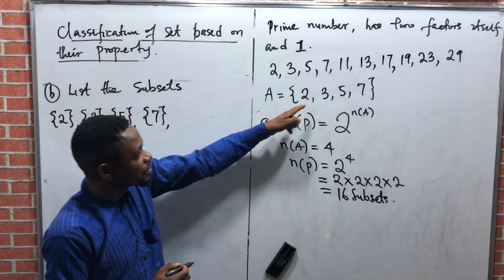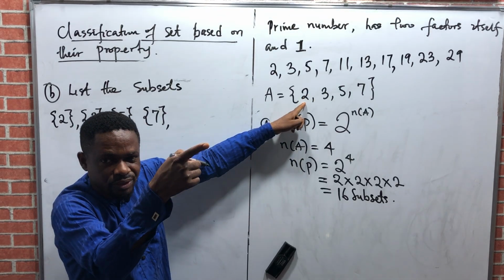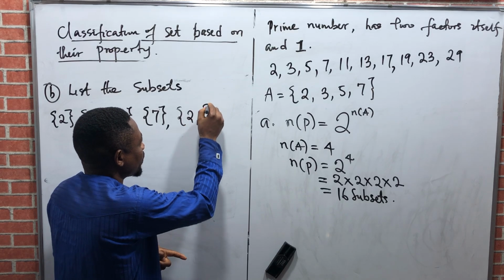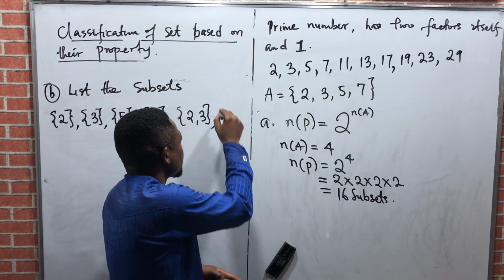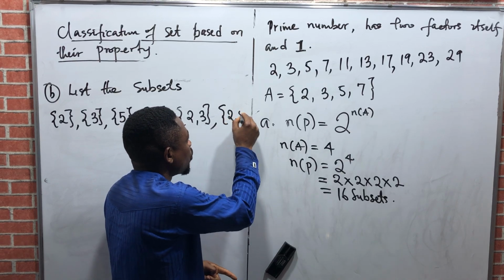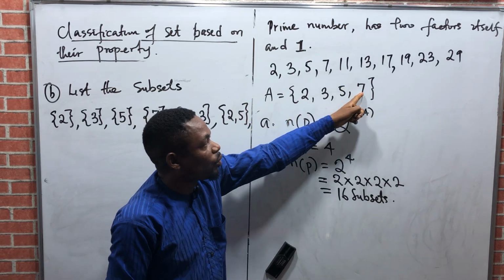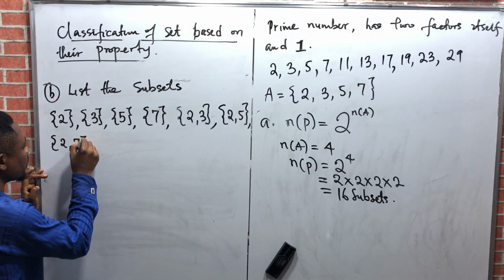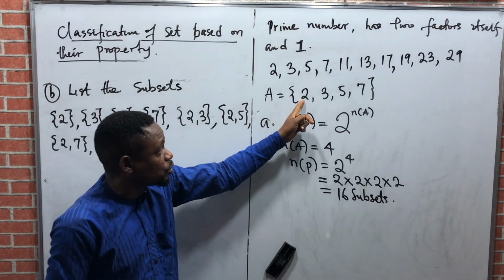Now, look at it here. This is 2 and 3. Use 2 to roll it first. I'm going to subset 2, 3. Then I'll still subset 2, 5. Remember, we are pairing now. And I'm going to subset 2 and 7. I will have 2, 7. Can you see I am done with using 2 to roll it?